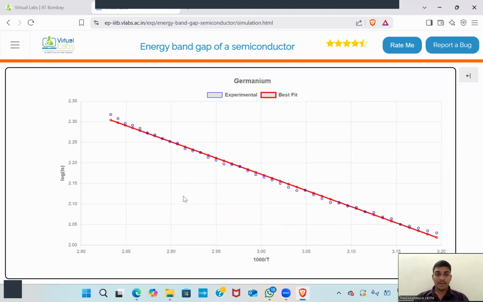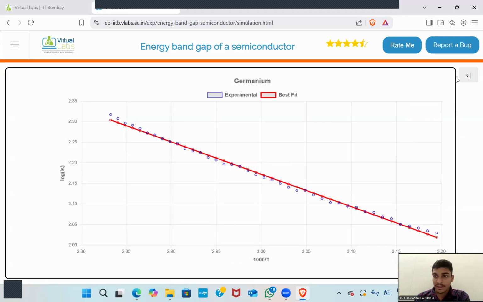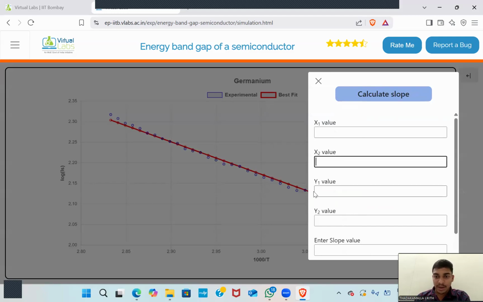Next, we are going to plot the graph. This red line indicates the best fit, the theoretical line. This blue line is our experimental line. Now we are calculating the slope. To calculate the slope, we need any 2 points. The formula of slope is y2 minus y1 by x2 minus x1. Select any 2 points and enter the x1 value, x2 value, y1 value and y2 value here.